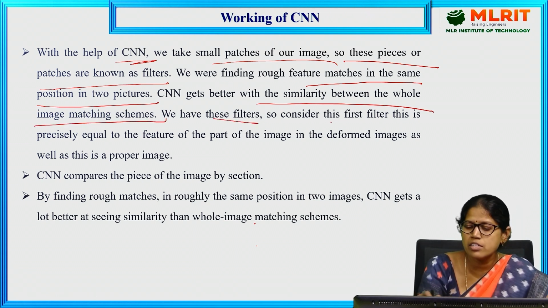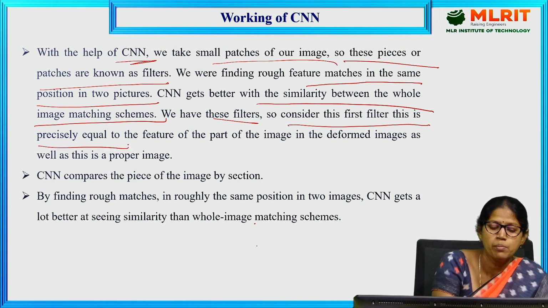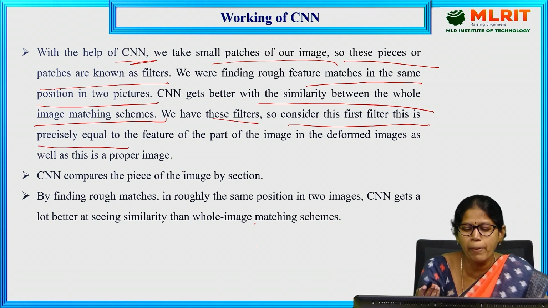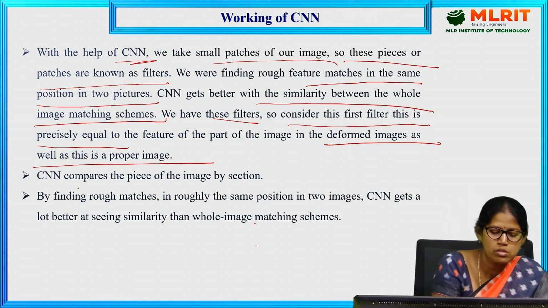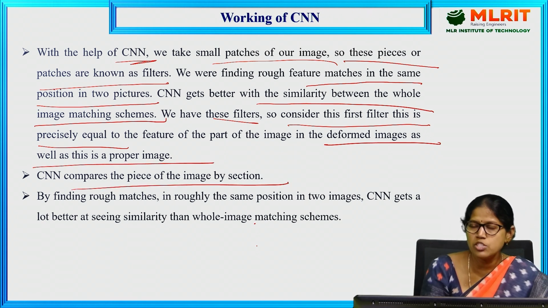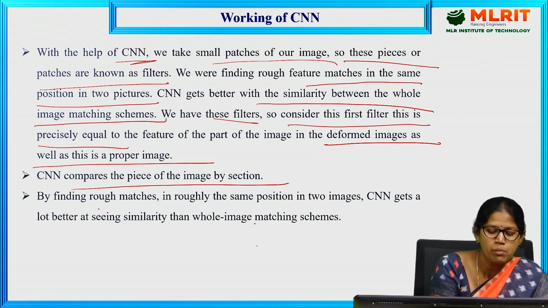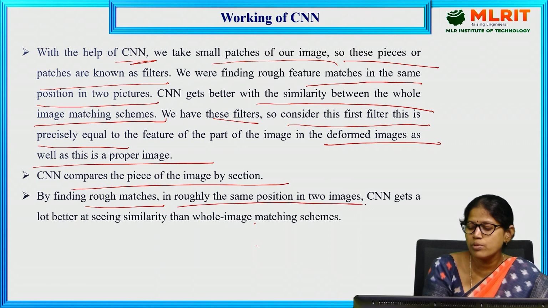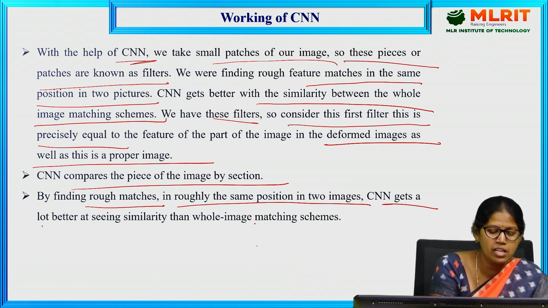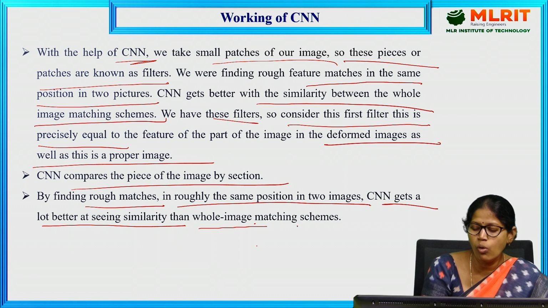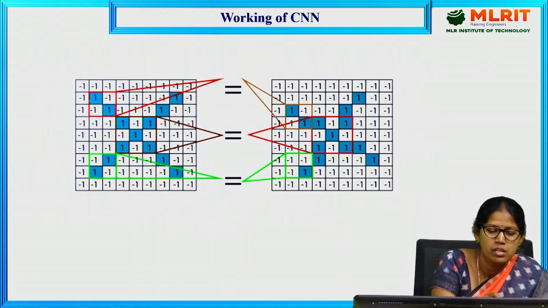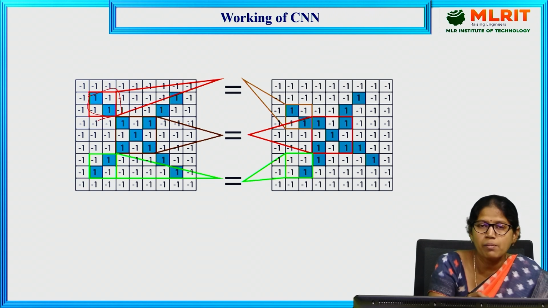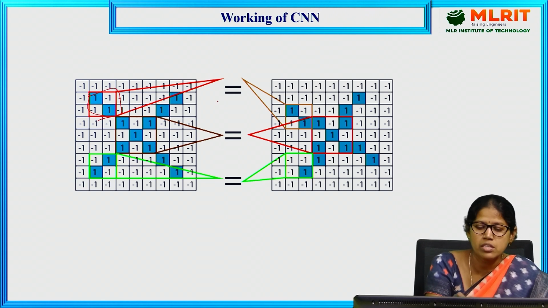We have these filters. So consider this first filter. This is precisely equal to the feature of the part of the image in the deformed image as well as the proper image. So CNN compares the image piece by piece. It will slide over the entire image with that small patch. By finding rough matches in roughly the same position in two images, CNN gets a lot better at seeing similarity than whole image matching schemes. Okay, let's see how it will be. Let's look at this one. It will take the small patches and slide over these values.